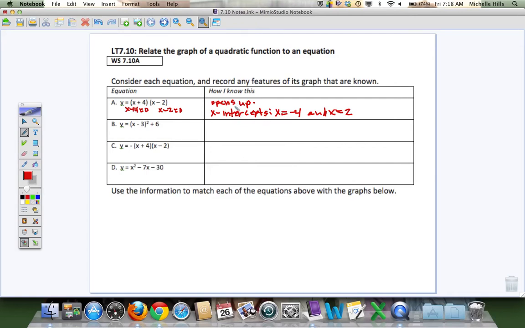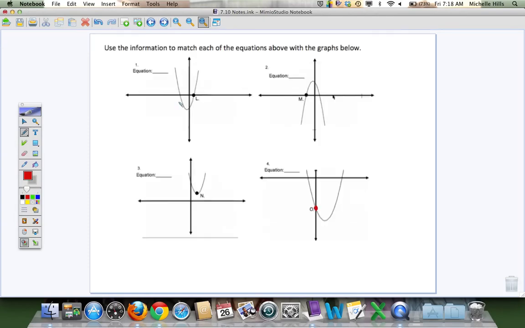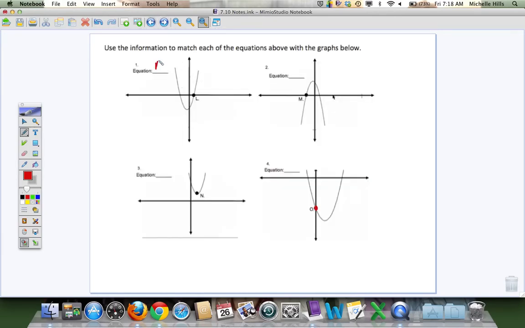So I'm looking for one that opens up and crosses the x-axis at negative 4 and positive 2. Opens up, crosses the x-axis at negative 4 and positive 2. Now this one opens up, but that's certainly not negative 4, that's positive 2. So this one must be the first equation, which means this one has to be A.